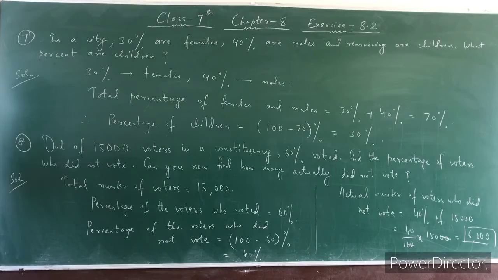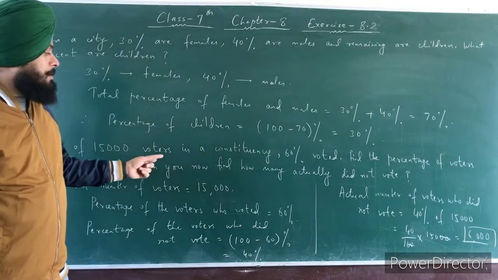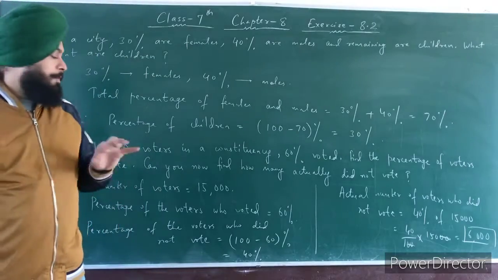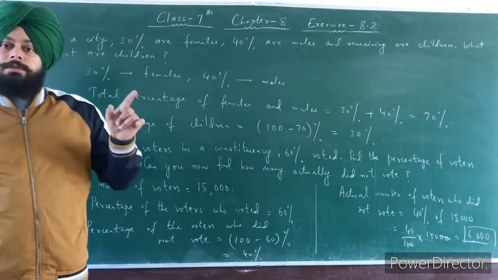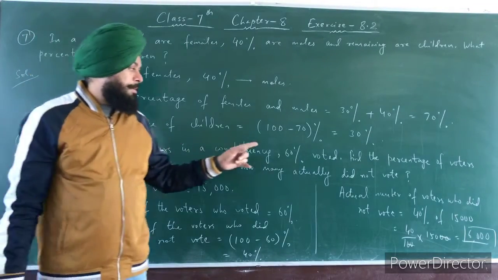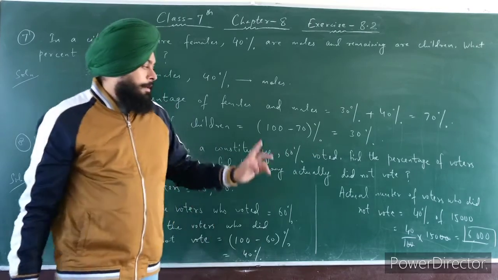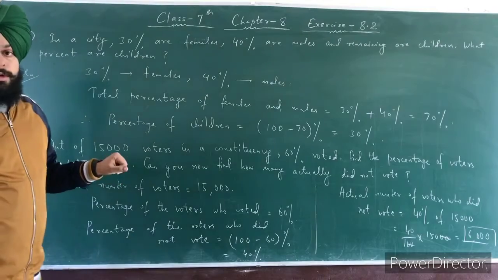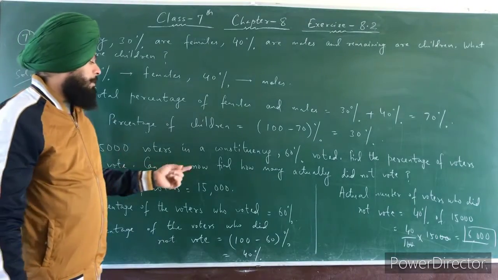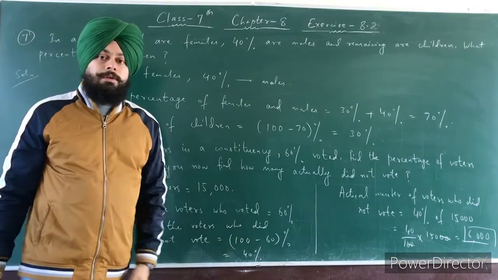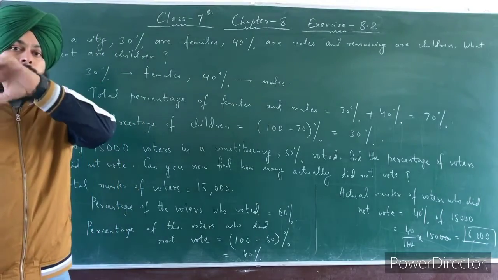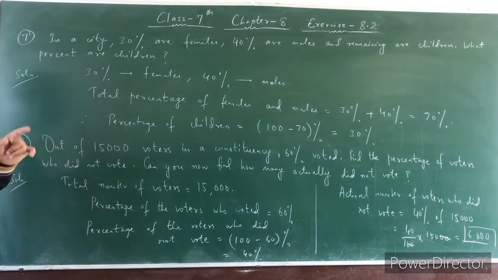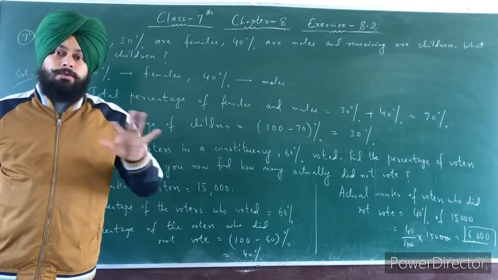Next, question number 8. Out of 15,000 voters in a constituency, 60% voted. There are a total of 15,000 voters, in which 60% of people voted. Find the percentage of voters who did not vote. After that, you will also find the number of voters who did not vote. So let us first find the percentage of voters who did not vote.